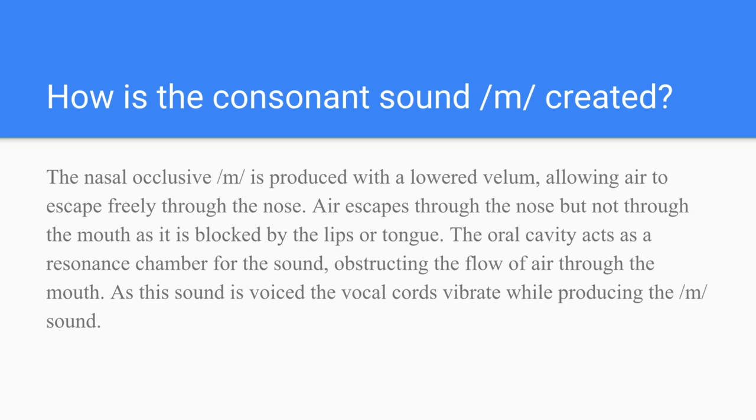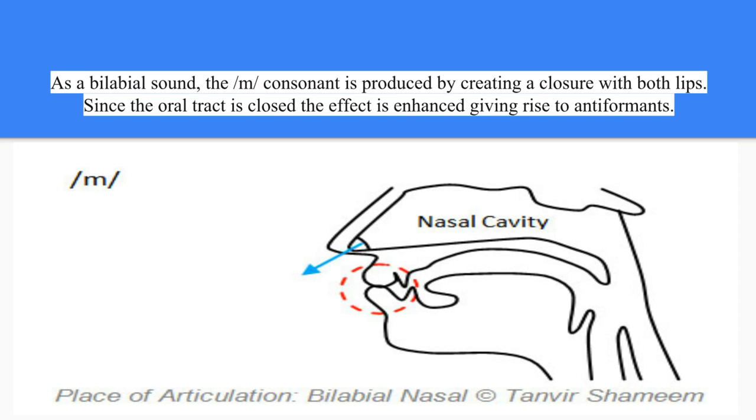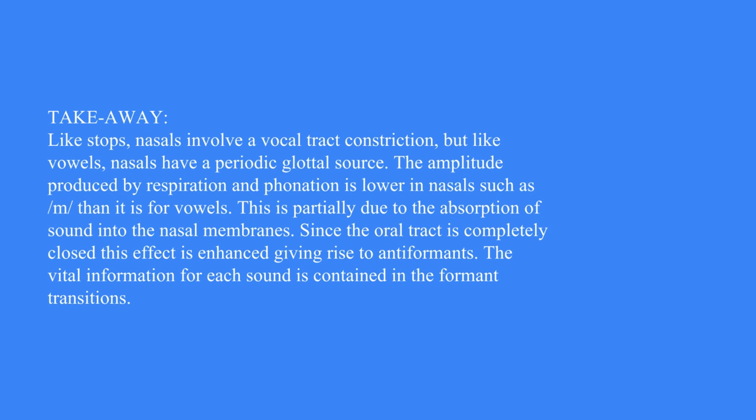As this sound is voiced, the vocal cords vibrate while producing the sound. As a bilabial sound, the consonant is produced by creating a closure with both lips. Since the oral tract is closed, the effect is enhanced, giving rise to antiformants. No longer using the filter of the oral cavity as it is closed and relying on the resonation of the chamber of the nasal cavity.